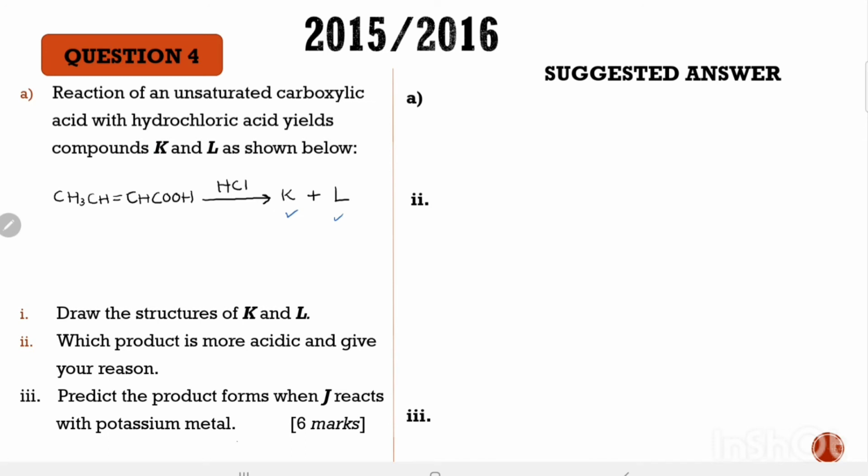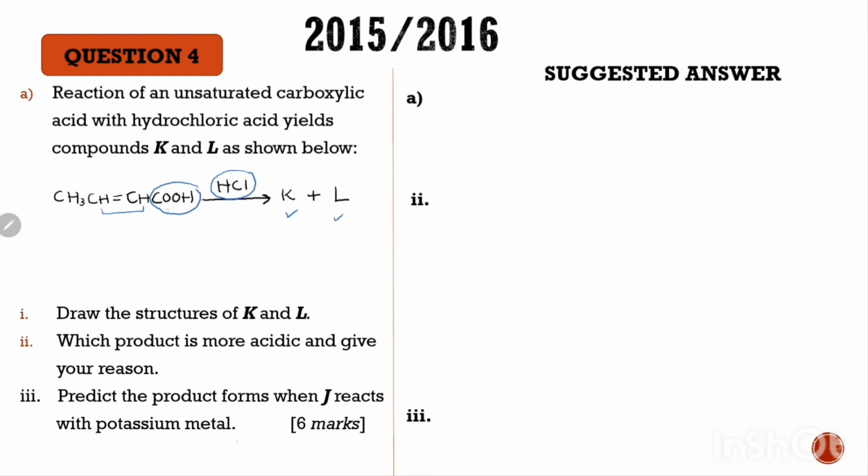Okay. To answer this question, first identify the functional group present in the organic compound given. So kita diberi dengan structure carboxylic acid. Okay, dalam structure ni kita ada 2 functional group. Okay, we have carboxyl group and we have carbon-carbon double bond. So ada 2 functional group. Jadi kita tengok pula reagent yang diberi. Reagentnya adalah HCl.